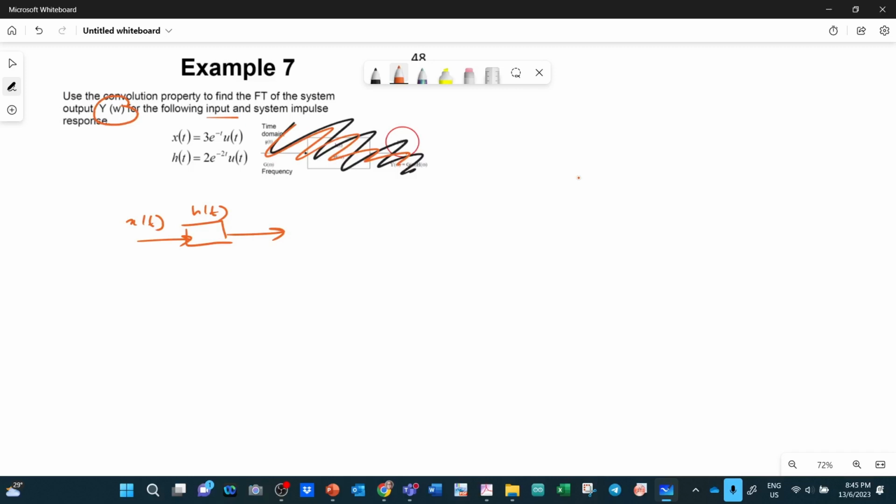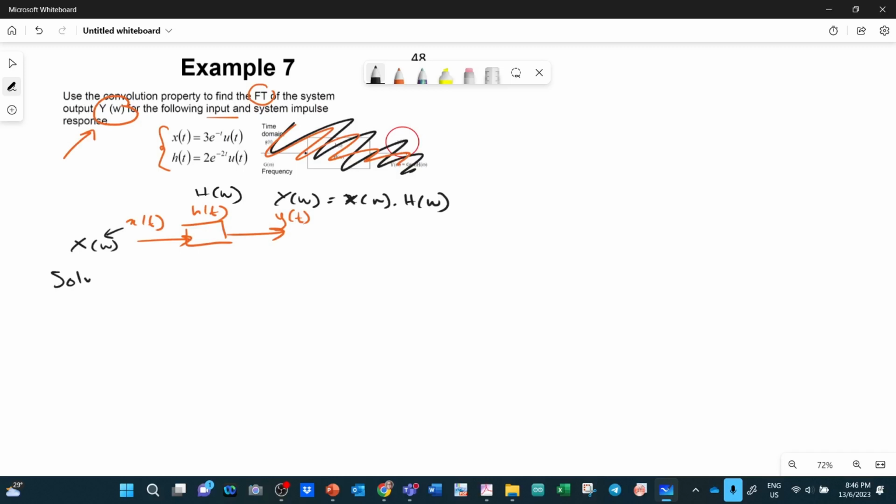Before you can find Y(omega), if you are given this in time domain, then the output will be in time domain, y(t). Since it asks you to use Fourier transform, each of these components you need to convert into frequency response. You convert to X(omega), this one to H(omega), and therefore you get the answer Y(omega) equals X(omega) times H(omega). Okay, let's do one by one.